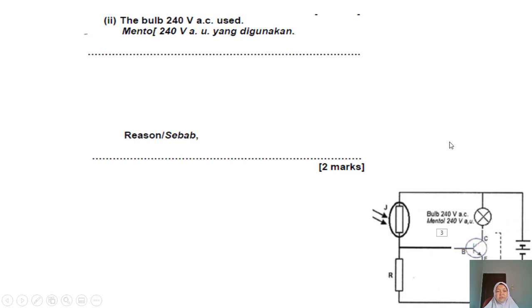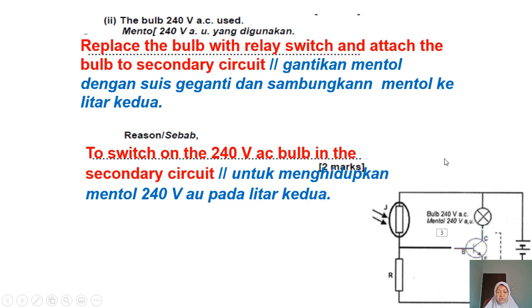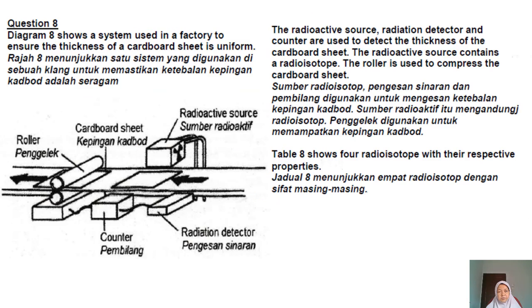Right. Next question. The 240 volt bulb is used, so we want to use the AC bulb, but remember the output voltage is very small, about 6 volts, so we need a relay switch. Why a relay switch? Because the relay switch will activate the second circuit, which has the 240 volt AC bulb, which uses a high voltage. So it switches on the 240 volt AC bulb in the secondary circuit. Okay.